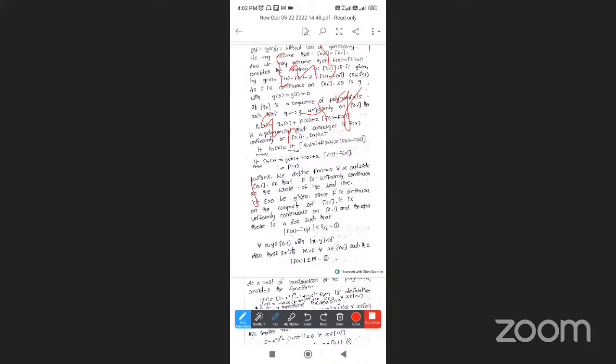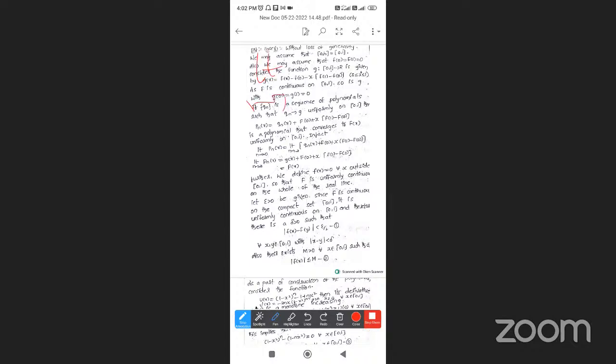So pn of x, a polynomial, is equal to qn of x plus f of 0 plus x into f of 1 minus f of 0. Now this is a polynomial that converges to f of x uniformly on [0,1].